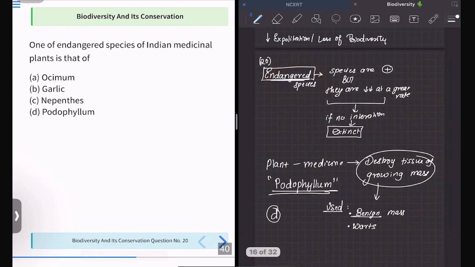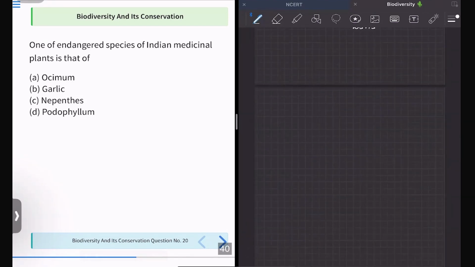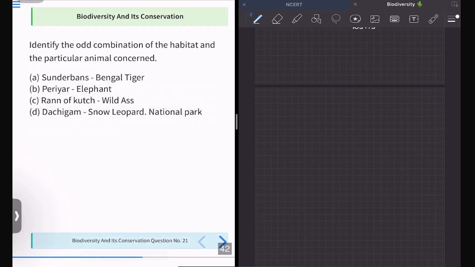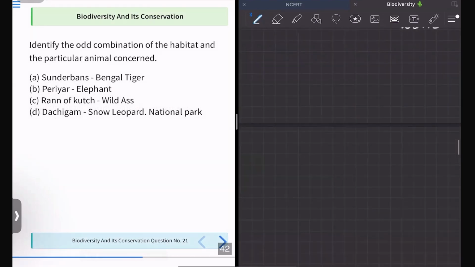So I hope you have understood the concept of endangered and extinct species, because this is an important concept and questions might be framed on this. With this question, we have understood a few concepts. Let us move to the next question and try to understand what this question is asking us.